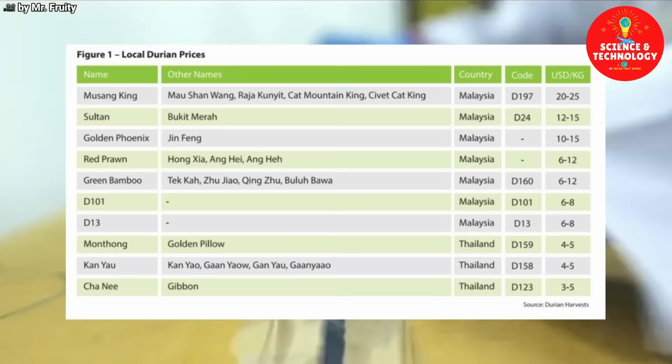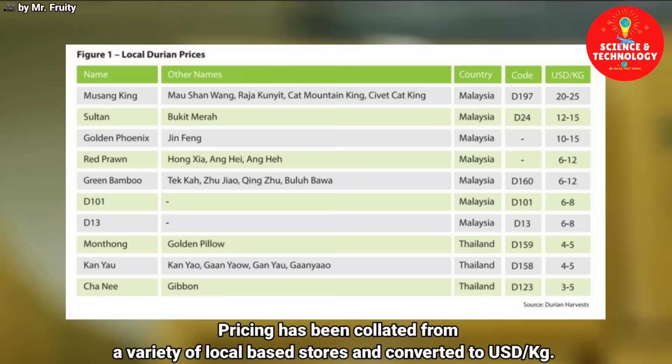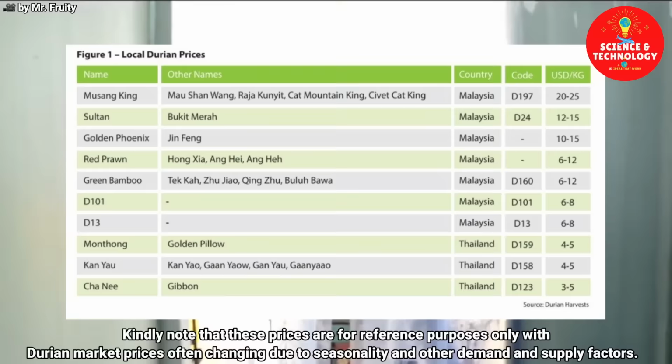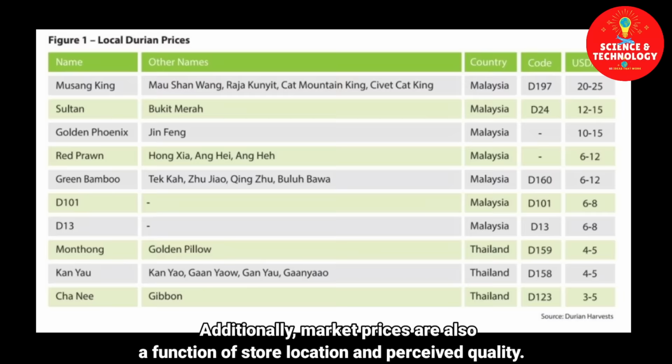This price list is provided as a guide for some of the most popular durian varieties. Pricing has been collated from a variety of local-based stores, and converted to US dollar per kilogram. Kindly note that these prices are for reference purposes only, with durian market prices often changing due to seasonality, and other demand and supply factors. Additionally, market prices are also a function of store location and perceived quality.